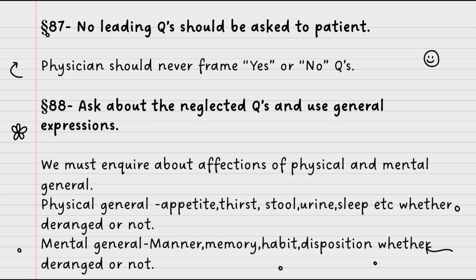If a patient is okay, then all these appetite, thirst, stool, urine, sleep, everything will be all right. If the patient's body is deranged, at least one general will be deranged. Sometimes it will be sleep, sometimes it will be urine, stool, motion, then appetite, or thirst, something will be deranged. So we must never neglect questions. So 87 deals with no leading questions, 88 never neglect questions.